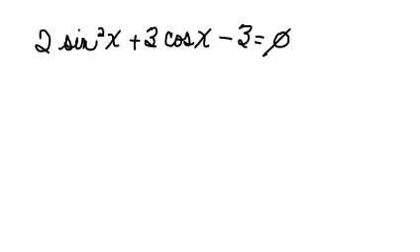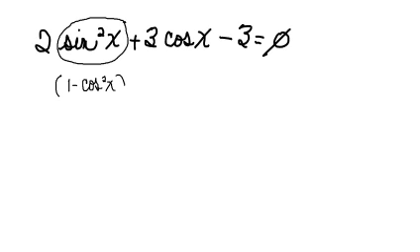All right, in this one, we have to figure out if we want to deal with sine or if we want to deal with cosine. Remembering that sine squared x is the same thing as 1 minus cosine squared x gives us that advantage of being able to have some cosine stuff going on.